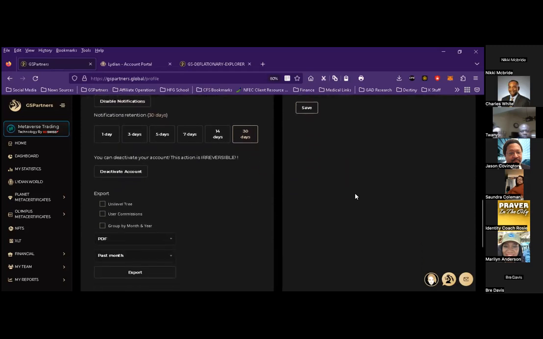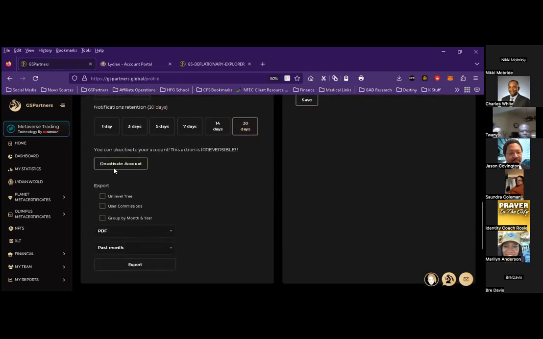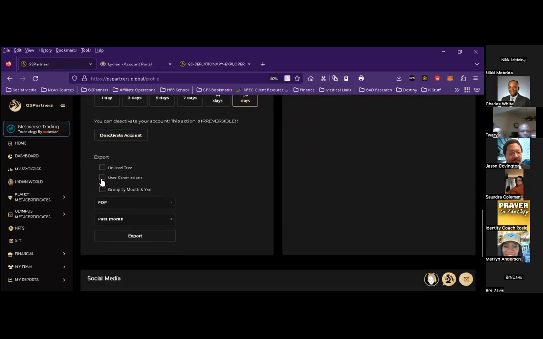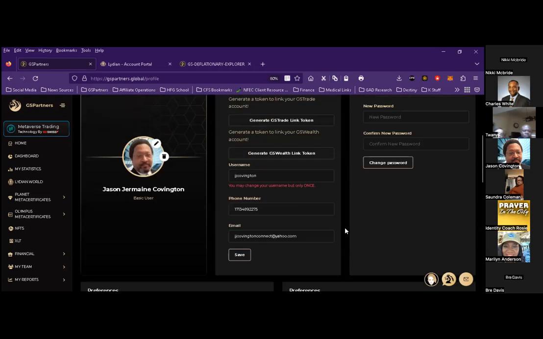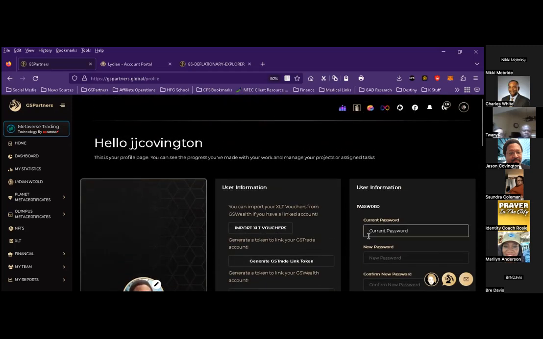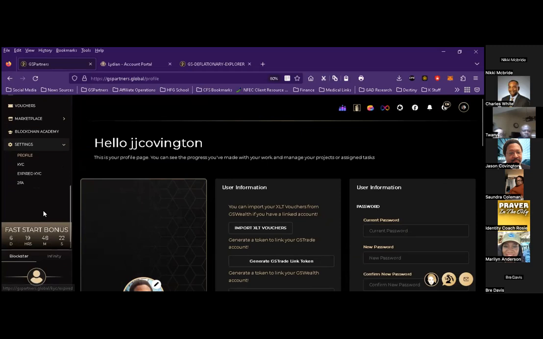Now, I removed this here, but you probably want to fill in a beneficiary just in case something happens to you. You also have the ability to deactivate your account. Please don't press this button unless you really mean it. Okay? And you can export different bits of information from your account in PDF format, XML, or CSV if you want to put it into a spreadsheet. You can change your password here as well. So that is your settings.